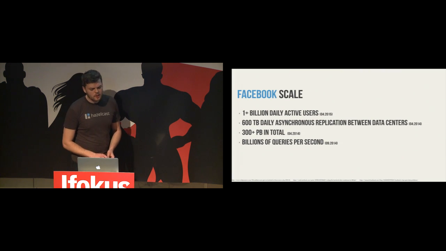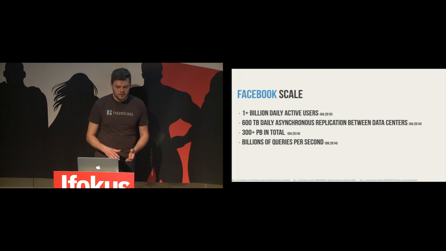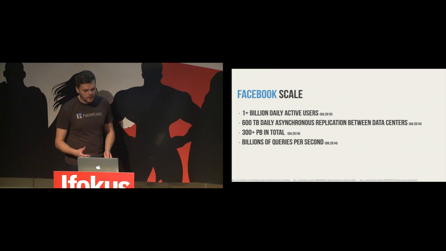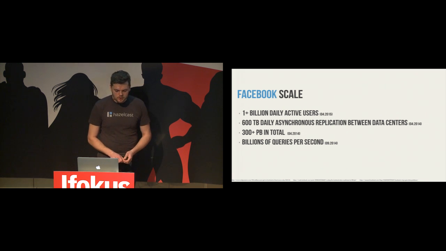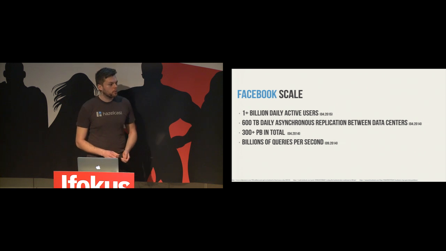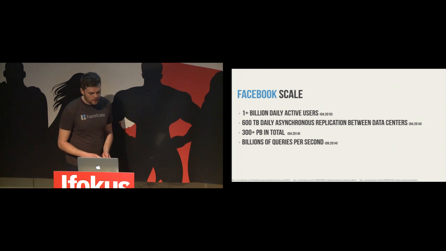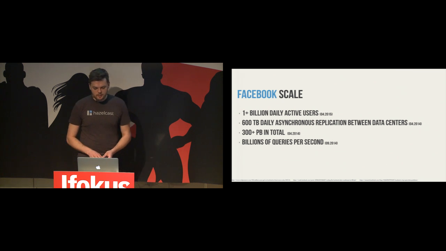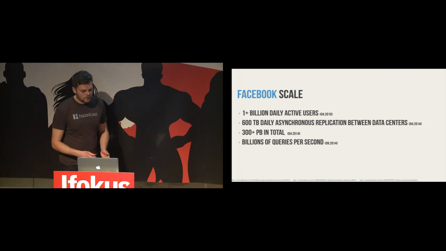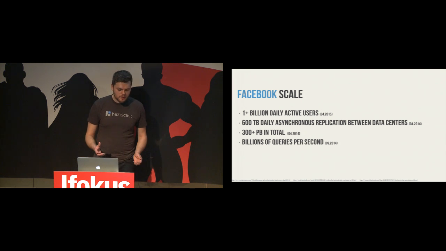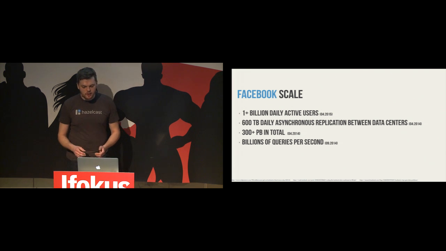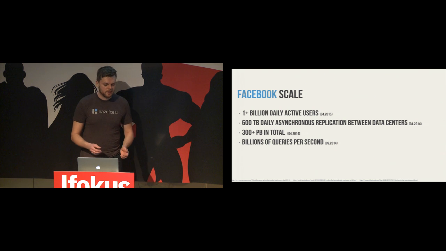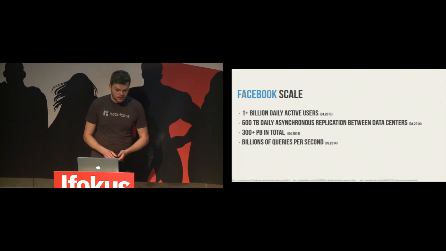What does such a scale actually mean for Facebook? It means that they have 1 billion daily active users each day, and this is from April 2015, so it's also outdated. And by the way, they do not really publish such data. It's very difficult to find, but it shows the scale. They have 600 terabytes of daily asynchronous replication of data between data centers. So you see it's a humongous amount of data.